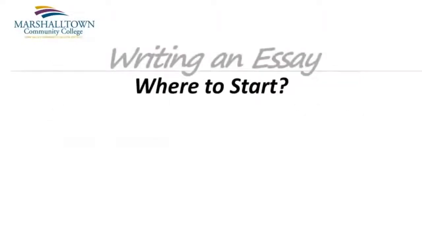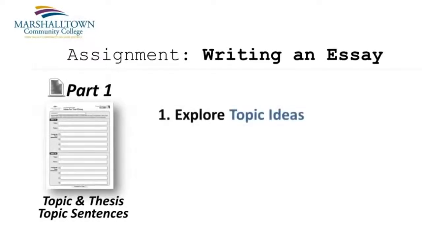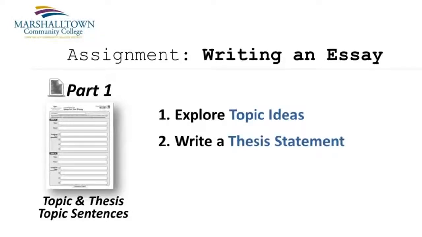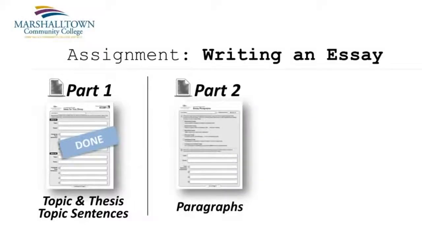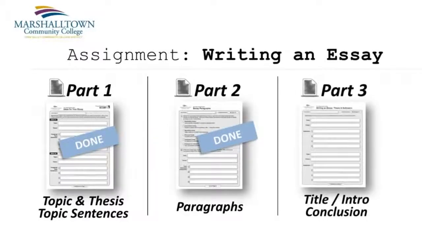So where's the best place to start when writing an essay? Well, I like to divide the process into 3 parts. In part 1, I'll have you explore different possible ideas or topics for an essay. For each of those topics, you will write a thesis statement and then also write topic sentences that you could use as the first sentence of each paragraph. In part 2, I'll have you choose one of your favorite topics from part 1 and then write paragraphs to support your thesis statement for that topic. In part 3, I'll have you create a title, an introduction, and a conclusion for your essay.